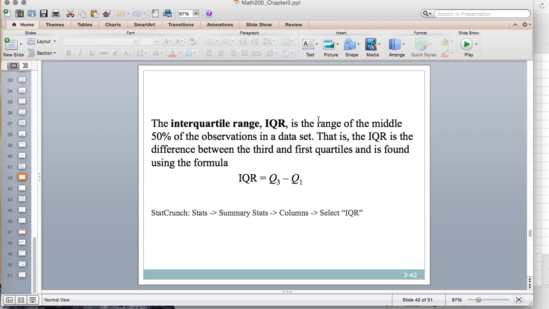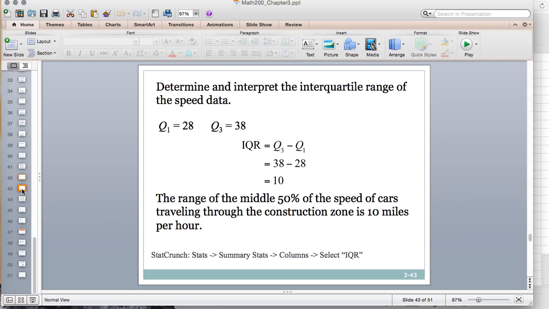What this actually gives you is the range of the middle 50% of observations in a data set. So the IQR is the difference between the third and the first quartiles, and all we do is subtract the two in order to find it, but we can also have StatCrunch do this for us very easily by going through the same procedure but then selecting IQR.